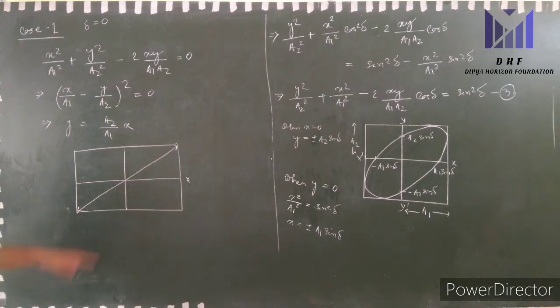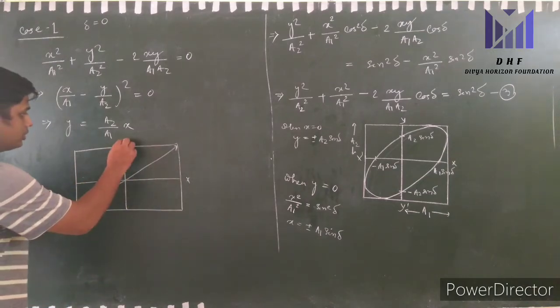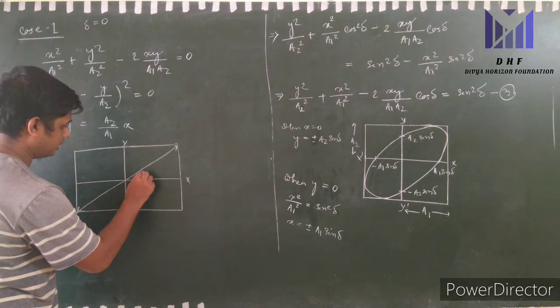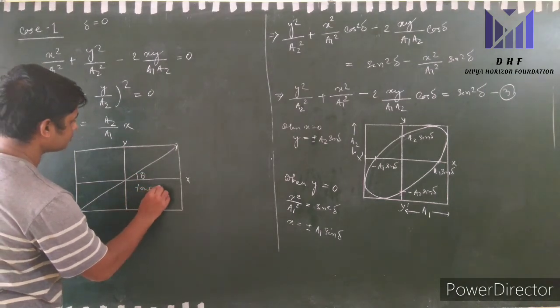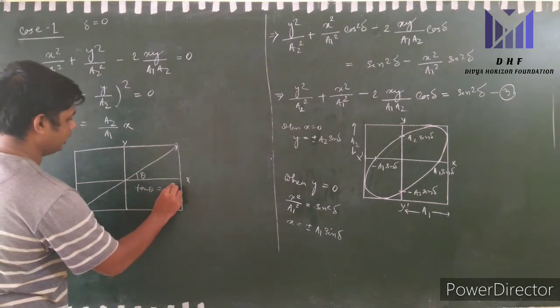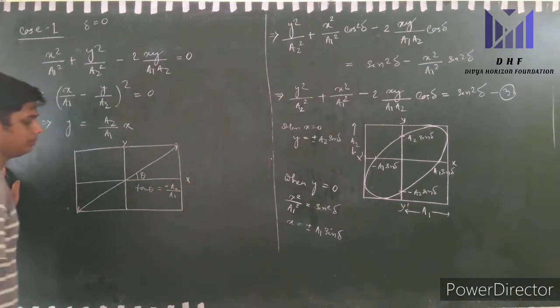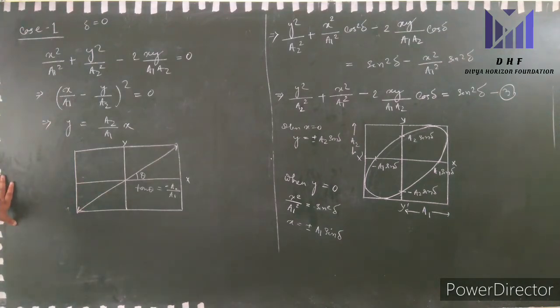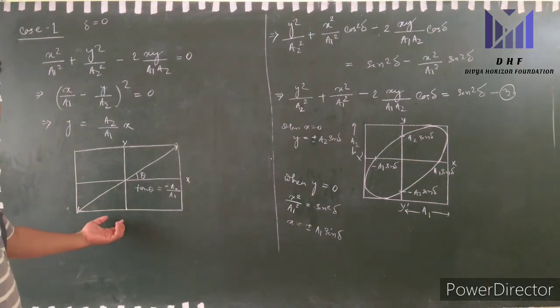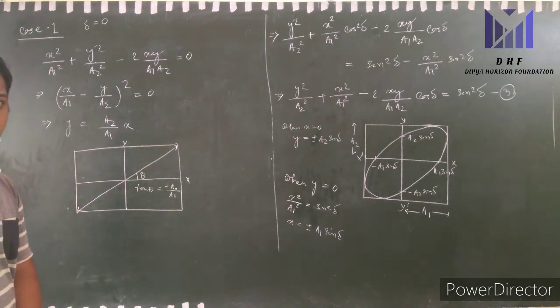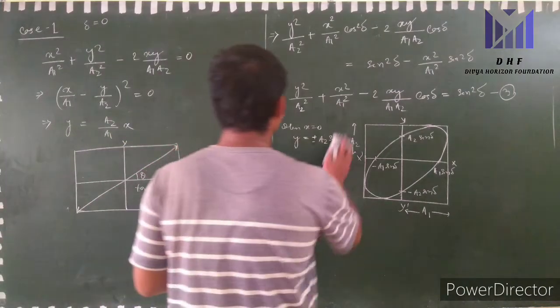This is a straight line and the y-intercept is 0 because it cuts the y-axis at 0, and the slope, this is theta, and the slope tan theta will be equal to a2 by a1. Okay, so this is the Lissajous figure for case 1, when there is no phase difference. Then we will discuss case 2.